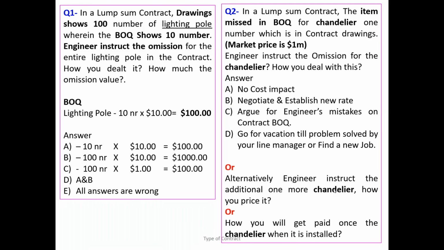Now, you people still have some more questions. What is this lump sum contract? The third question will give you some more clarity. Okay, you'll get it. And the fourth one we'll go and see. So now answer this third question.